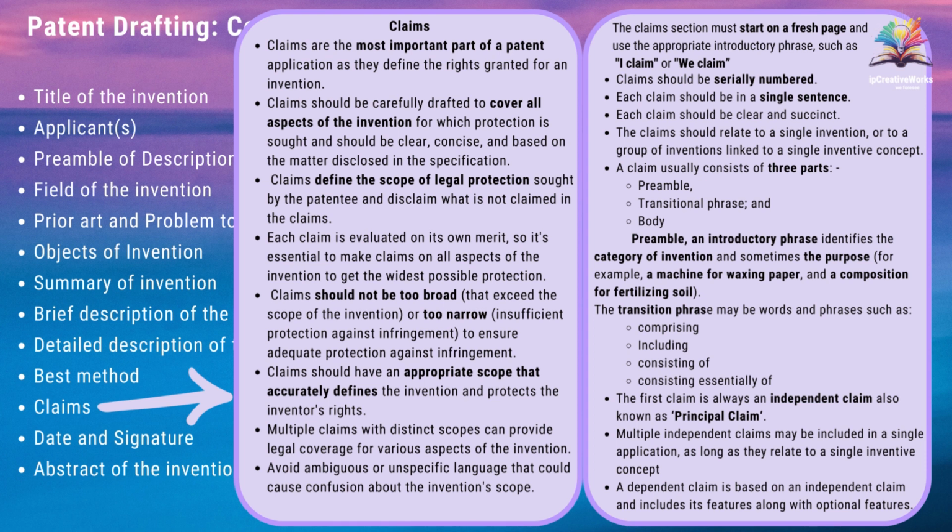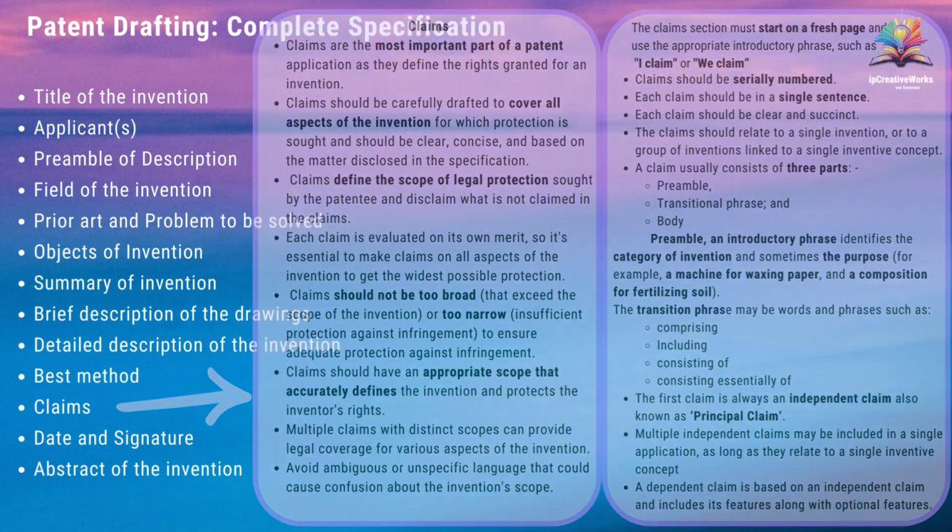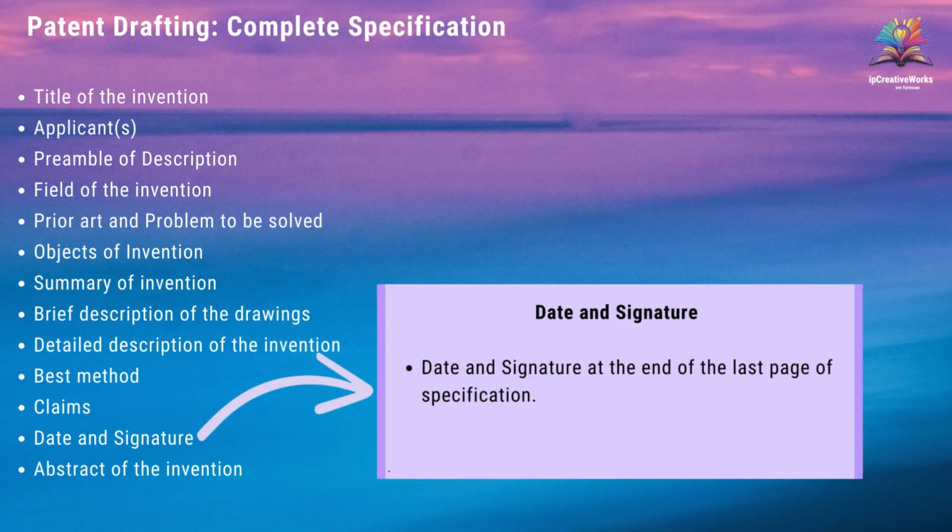The first claim is always an independent claim, also known as principal claim. Multiple independent claims may be included in a single application, as long as they relate to a single inventive concept. A dependent claim is based on an independent claim and includes its features along with optional features. Date and signature at the end of the last page of specification.